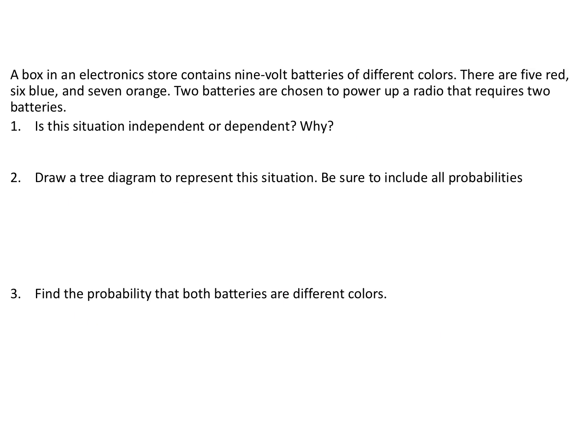A box in an electronics store contains 9-volt batteries of different colors. There are 5 red, 6 blue, and 7 orange. 2 batteries are chosen to power up a radio that requires 2 batteries. So the key piece is that you need to have both of those 2 batteries in your hand at the end. So is this situation independent or dependent, and why?